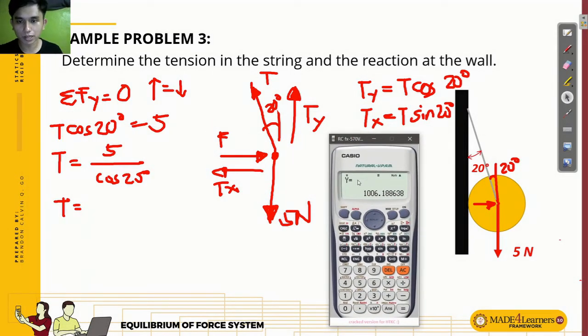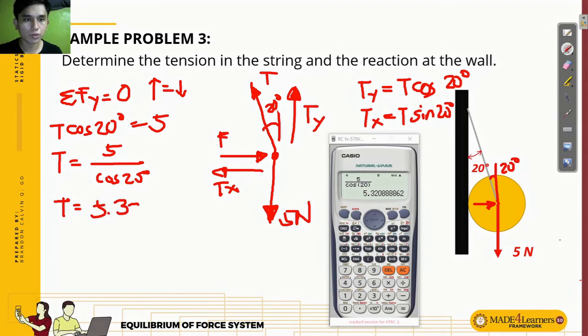okay, so siguraduha class nga ang mode, naka-equation. So, balik ta sa mode class and then press 1. Okay, balik ta sa computation. So, we have 5 over cosine, this is 20, not 25, 20 ni siya. Cosine 20. So, T is equal to 5.32 Newton.